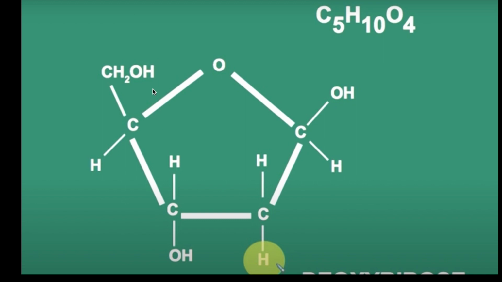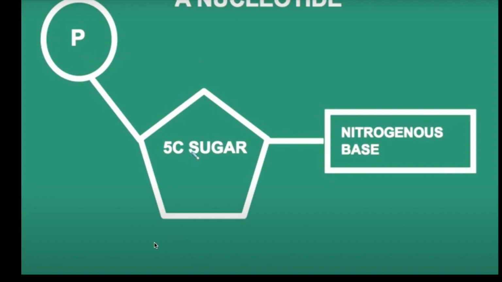So this pentagonal structure, whether it's DNA deoxyribose or RNA ribose, is part of something a little bit bigger. And that thing that's a little bit bigger is called a nucleotide.